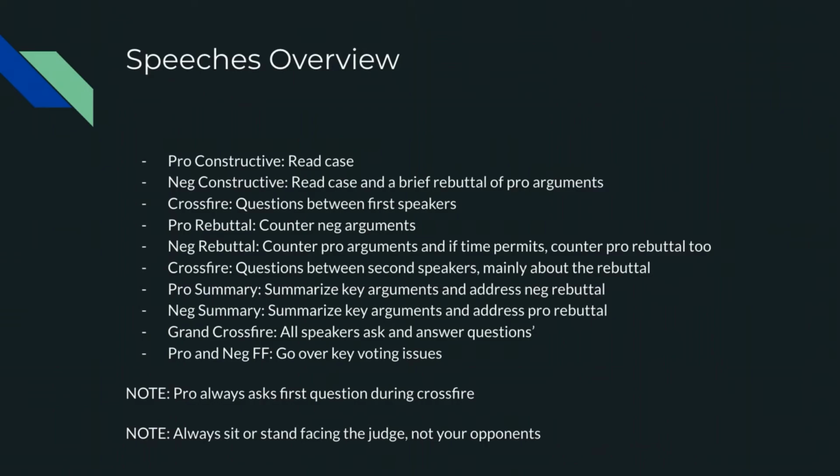The pro and neg rebuttals are where the second speakers for each team counter their opponent's arguments. In the neg rebuttal, however, the second speaker must counter the pro rebuttal as well. The second crossfire follows a similar format as the first one. The pro and con summary speeches must summarize key arguments in your respective cases and address your opponent's cases as well. The grand crossfire is between all speakers, and this is finally followed by the pro and con final focuses. In this speech, you should go over the key voting issues in the round and why your side won.